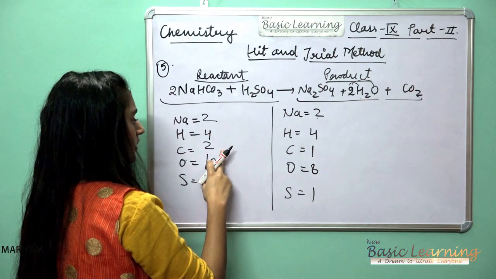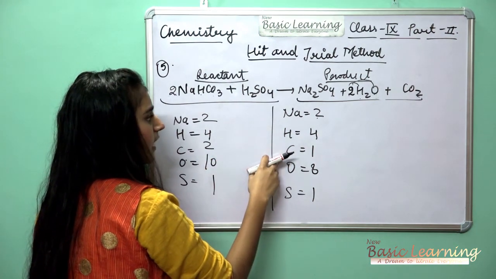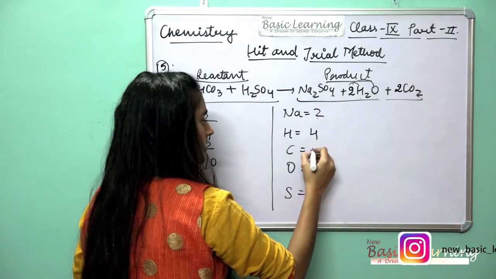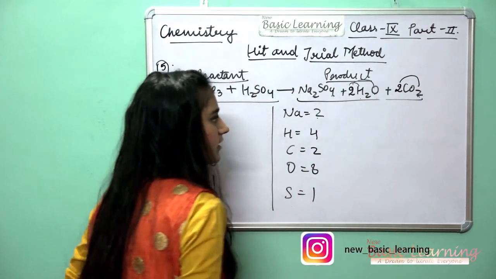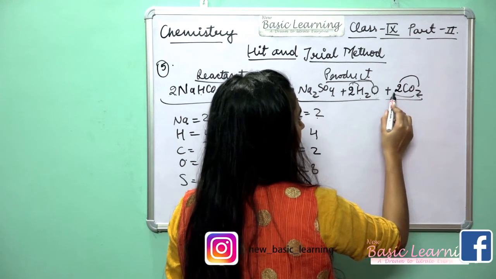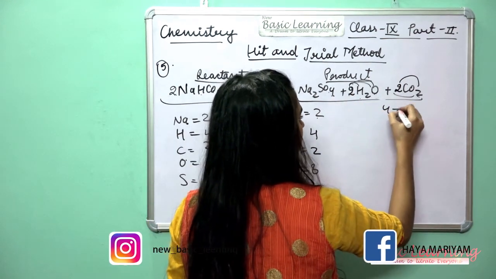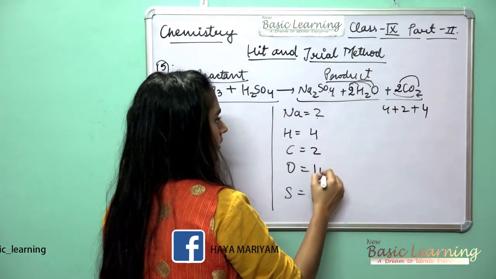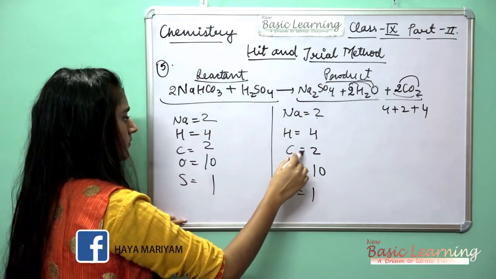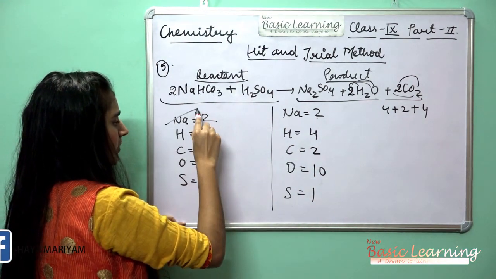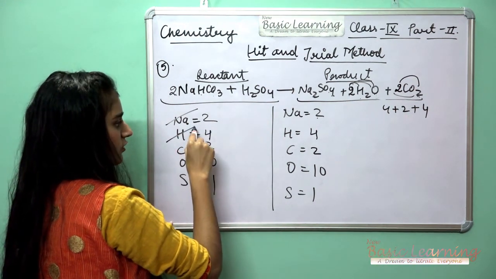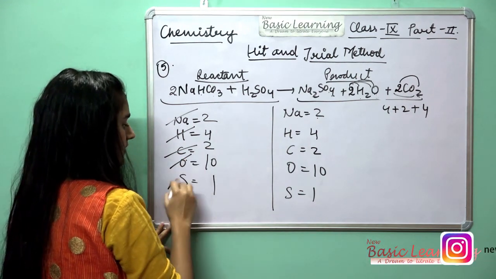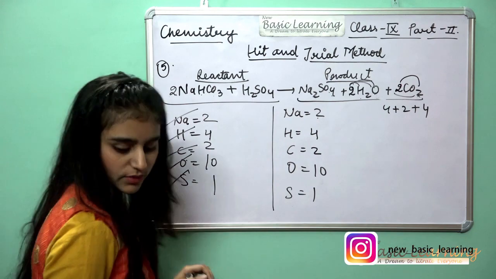Now here carbon is 2 and here carbon is 1. So I will add 2 here again. So it becomes 2 and at the same time oxygen is again added. That is 2 2s are 4, 4 plus 2 plus 4, it gives 10. So now our sodium is balanced, hydrogen is balanced, carbon is balanced, oxygen is balanced and sulfur is also balanced.